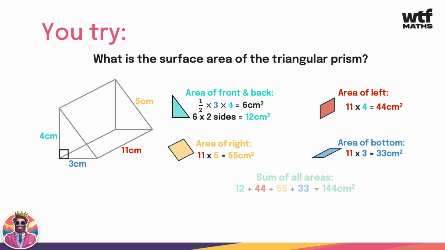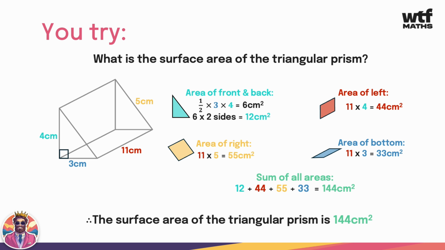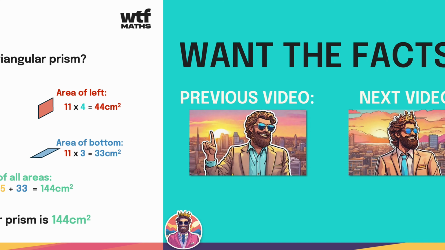Now that we have all our sides, we just need to sum them up all together. So 12 plus 44 plus 55 plus 33 is 144 centimeters squared. So the surface area of the triangular prism is 144 centimeters squared.